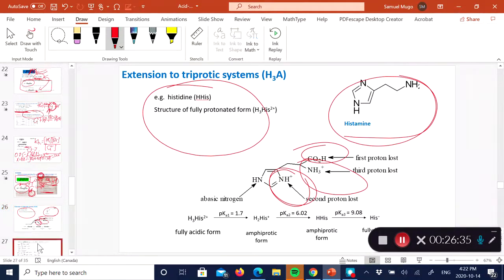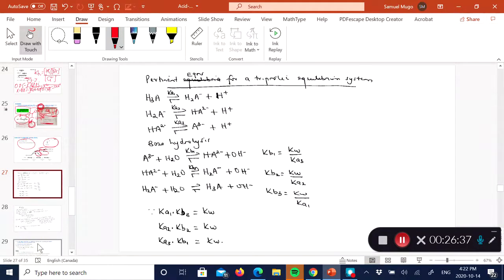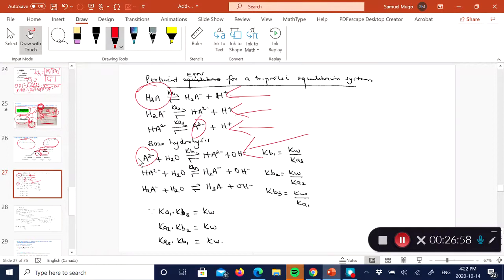Okay. And as I've done before, there's a triprotic acid system. There's a first hydrolysis, the second hydrolysis, and the third hydrolysis. Similarly, it gives you a completely conjugate base. This guy here, that's the first hydrolysis, and this is the second hydrolysis, and finally that is the third hydrolysis.